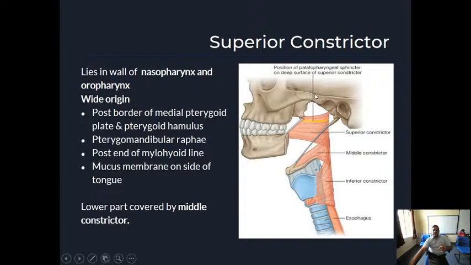And there is a space in between the base of skull and the superior border of the superior constrictor muscle. This space is the one through which some of the palatine muscles come into the palate, and also the eustachian tube, which is connecting between the nasopharynx and the middle ear cavity.